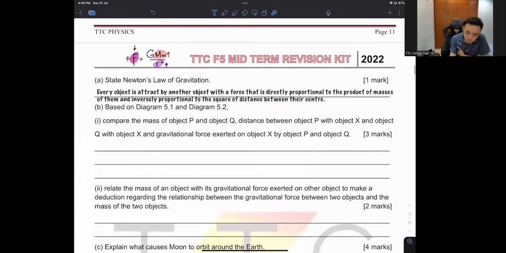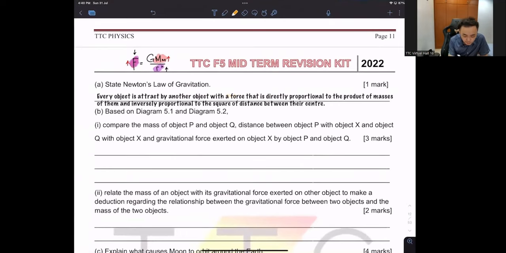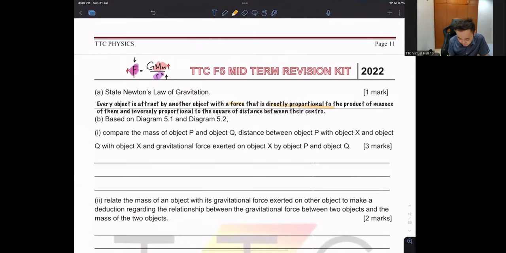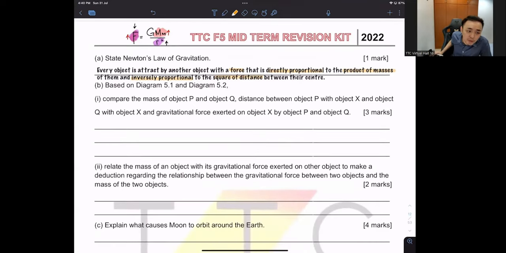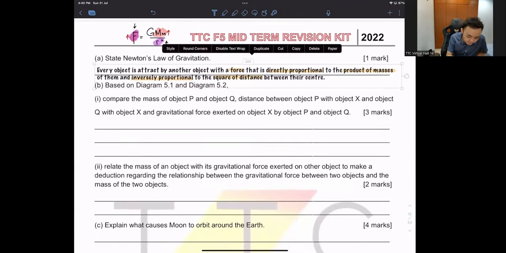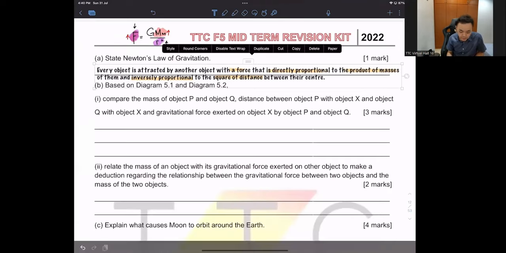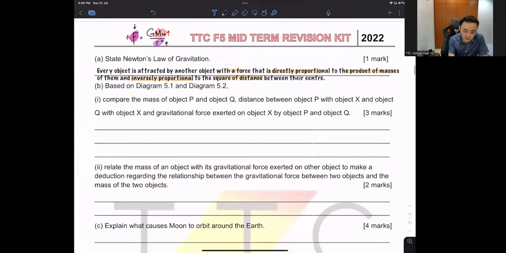But can I not write the whole thing? What if I miss out a bit here and there? As long as you manage to mention that the gravitational force is directly proportional to the product of masses and inversely proportional to the square of distance, you will most likely get marks. But if you want to be more detailed: every object is attracted by another object with a force directly proportional.